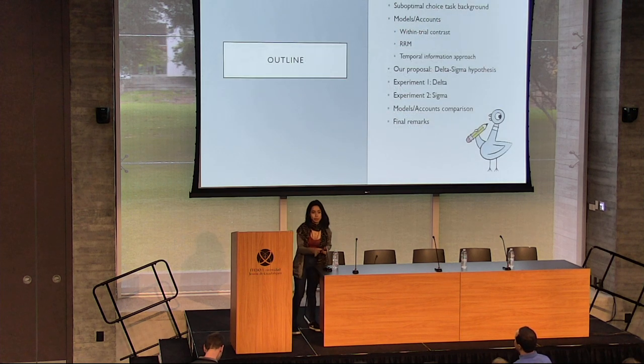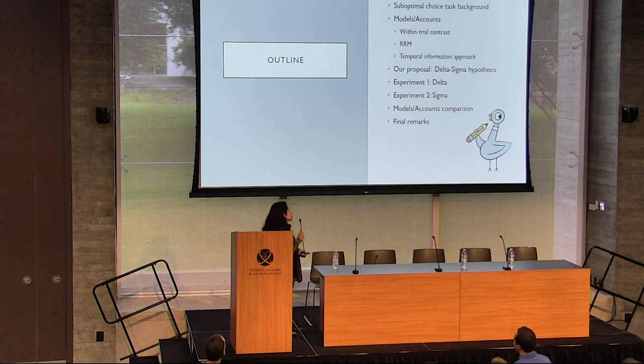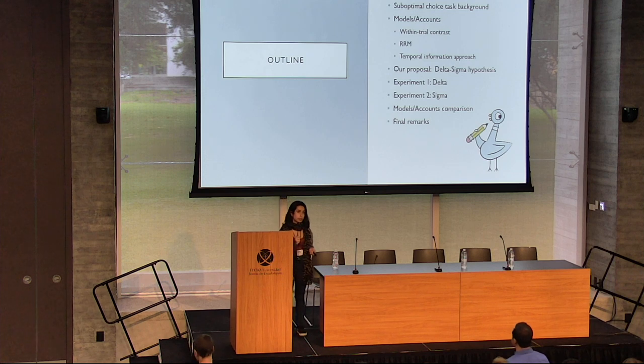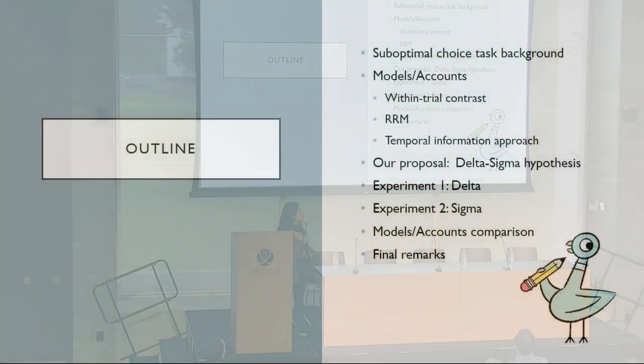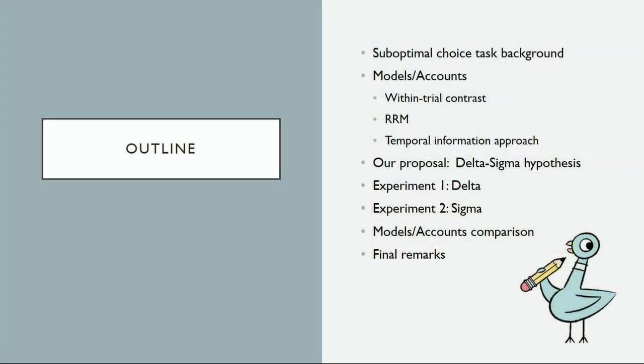So this that you already saw is what I'm gonna be talking about today. First I'm gonna start with a little bit of background, trying to not repeat myself with what was already presented. Then I'm gonna present some models that are being used to explain this task, just three of them because we don't have infinite time. Then I'm going to present our proposal that we have been working on in our lab and two experiments that we ran to test this hypothesis. And finally, we're going to compare this with previous models and get a couple of conclusions if we can.